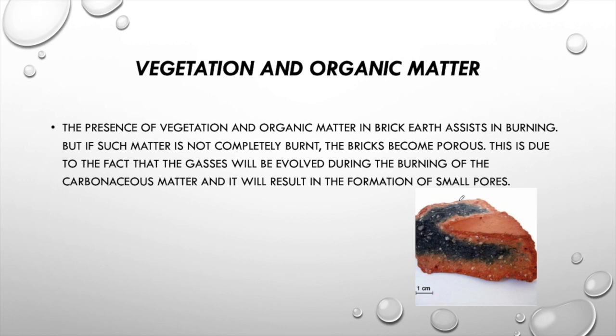Now the vegetation and organic matter, actually these are the carbonaceous matter. These contain carbon, and when it burns, it leads to a black color in the brick. The presence of vegetation and organic matter in the brick assists the burning, but if such matter is not completely burned, the bricks become porous. The bricks become porous because the gases will be evolved during the burning of the carbonaceous matter, and it will result in the formation of small pores.